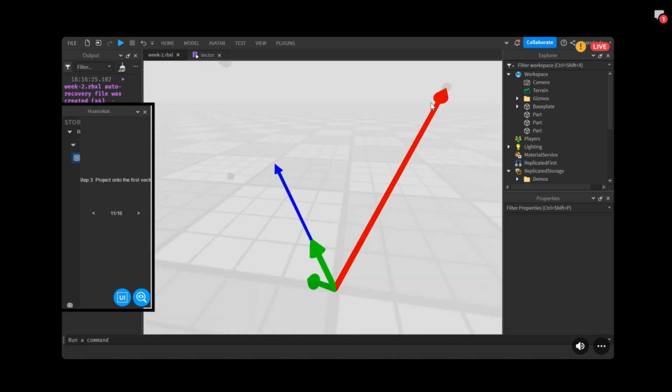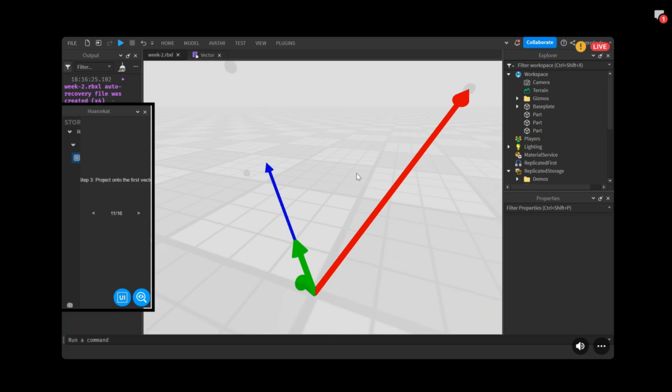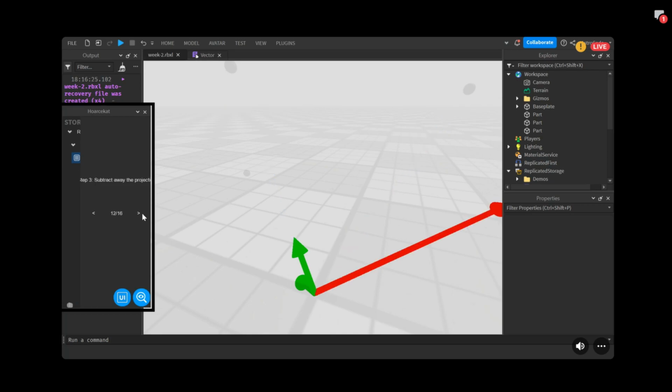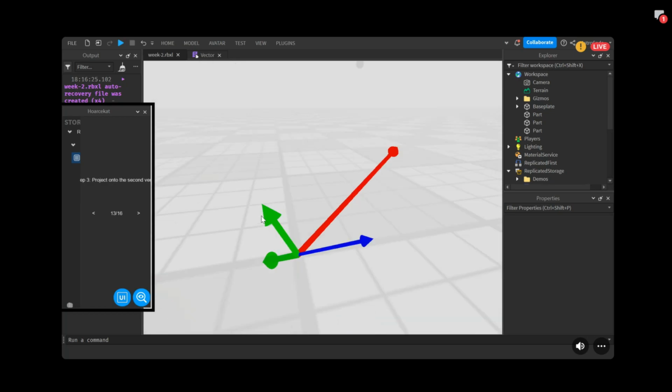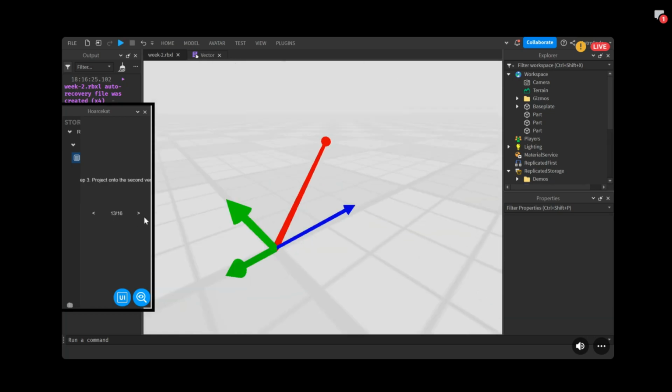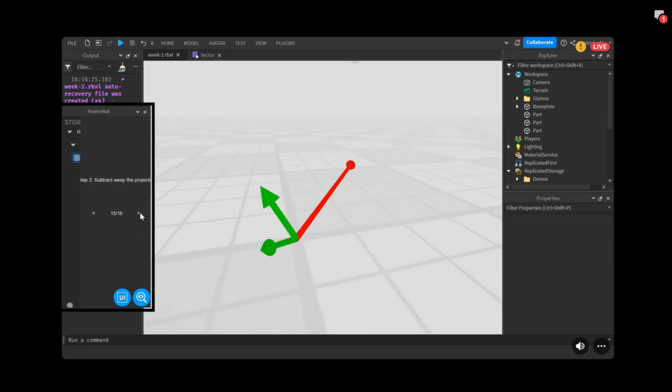So we're going to project it onto the first one. We project red onto the green, and then we're going to subtract away this amount. So we subtract it away, and then we'll do it again. So now we project onto our last vector, we subtract it away, and then finally, normalize it. And we're done.